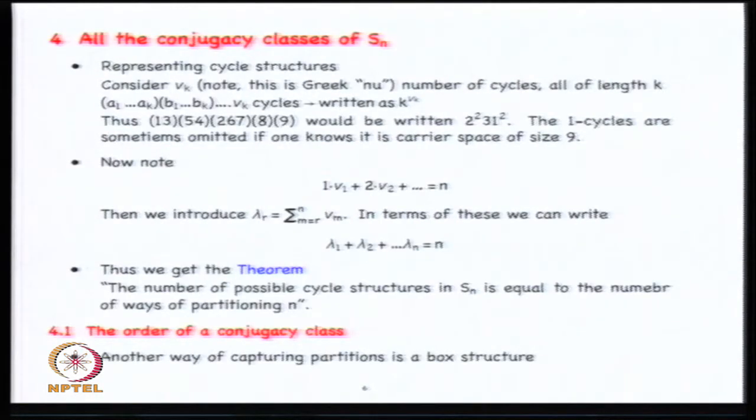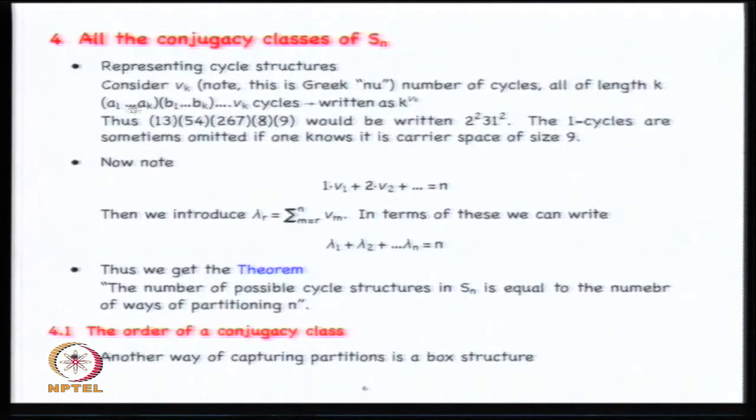Okay, now comes this statement we were trying to make last time. So we want to study the conjugacy classes of Sn written as cycles. Generically, we will have something like this: A1, A2, AK, B1, B2, BK.